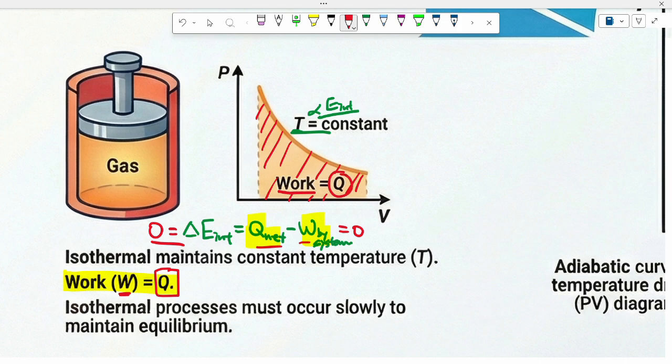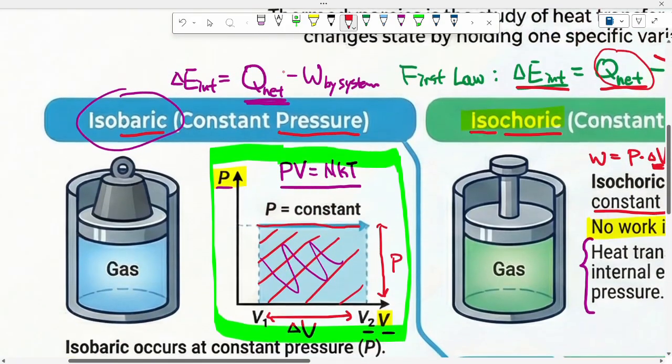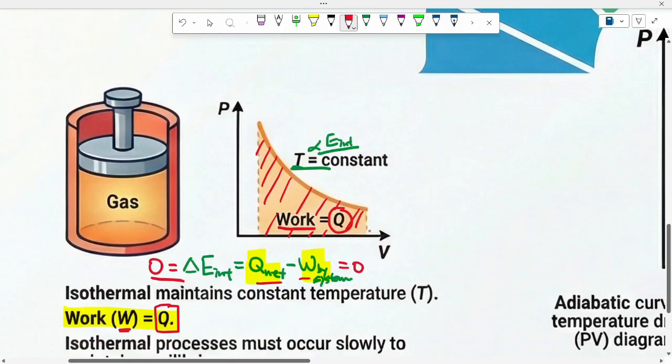This is a contrast from the isobaric process. In an isobaric process, the work being done by the system wasn't automatically equal to the net heat transfer, because there was also a change of internal energy that comes from this volume expansion at the same pressure. So that's an isothermal process.